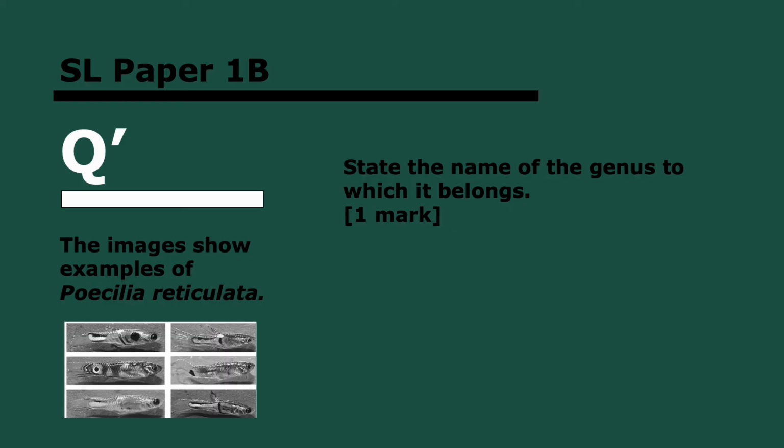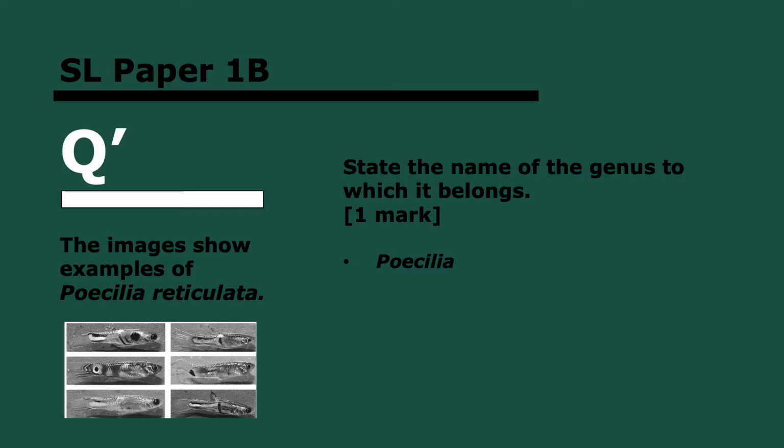So the images show examples of Poecilia reticulata. So take a while to look at it, study it, and then the first question is state the name of the genus to which it belongs. Now, this is super simple, actually, if you know what a genus is. 1, 2, and 3, the answer is Poecilia. So reticulata is the species name, and Poecilia is the genus. Remember, this is the hierarchy of taxa, right? And that's just the way it works. You need to remember that, right?